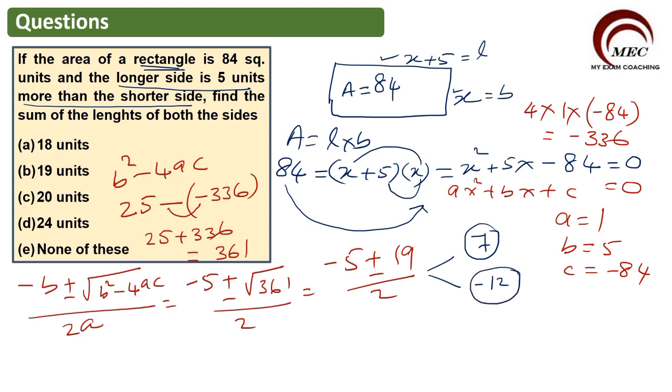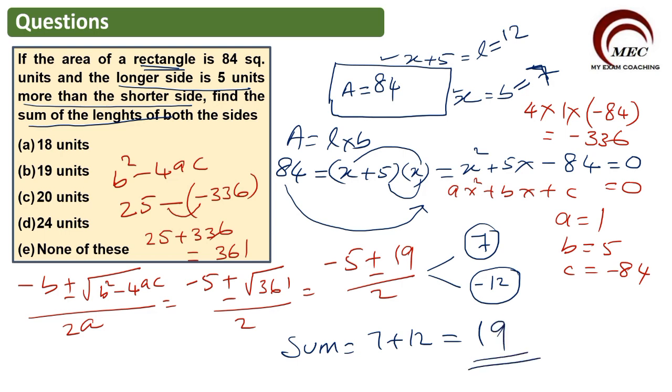What you want is to find the sum of the lengths. Here this length will be equal to 7. This length will be equal to 7 plus 5, 12. So what is the sum of the lengths? Sum will be equal to 7 plus 12, which is equal to 19 units. So 19 units is the answer. Accordingly, you can mark the correct option B as 19 units.